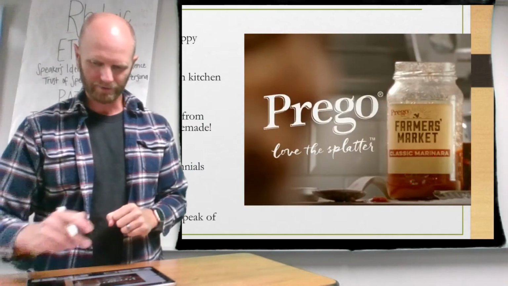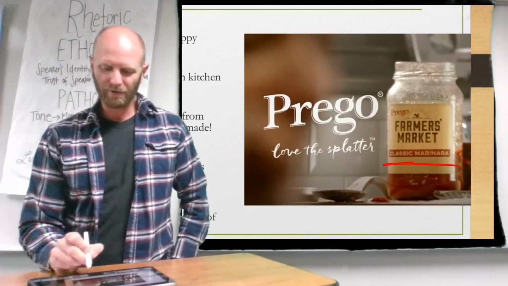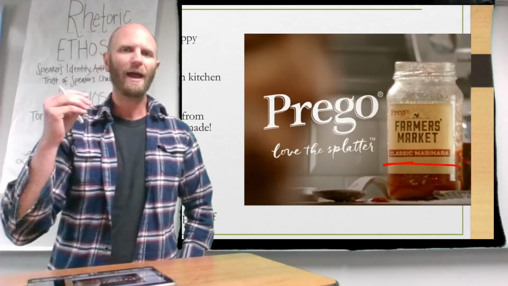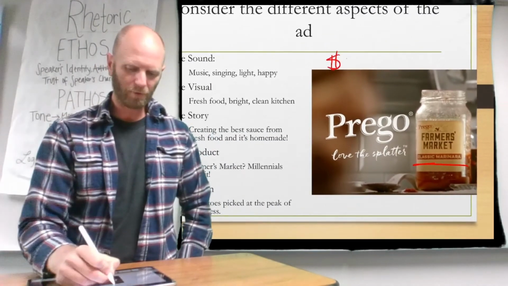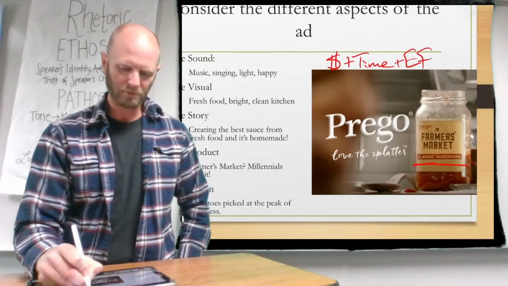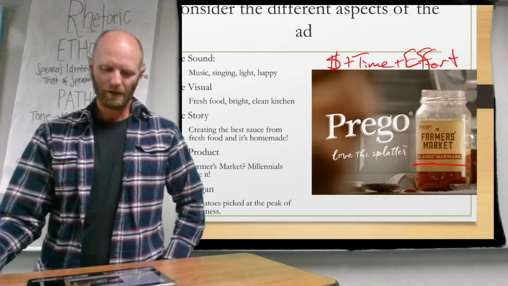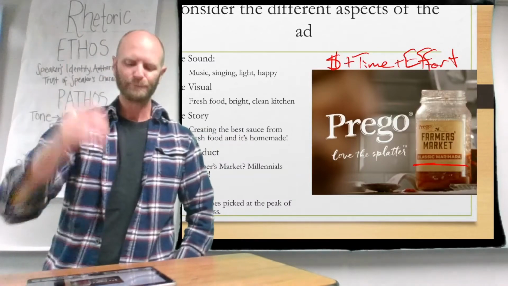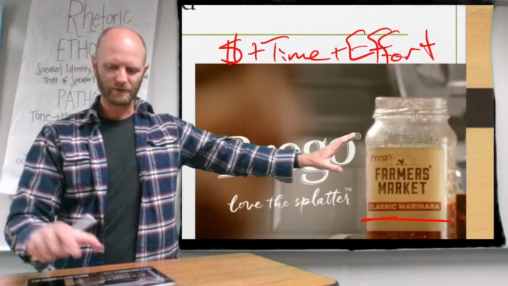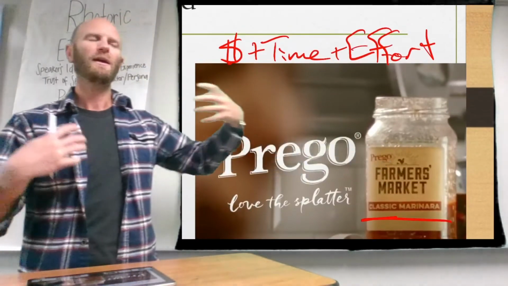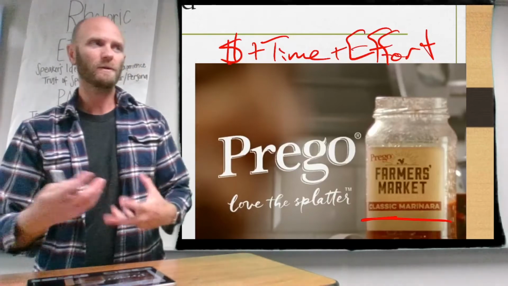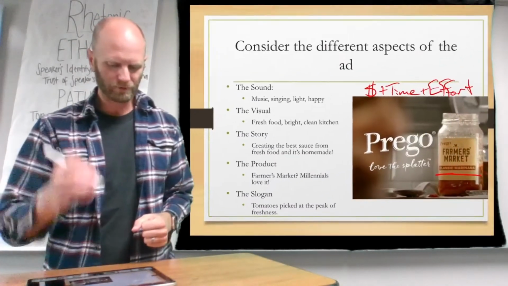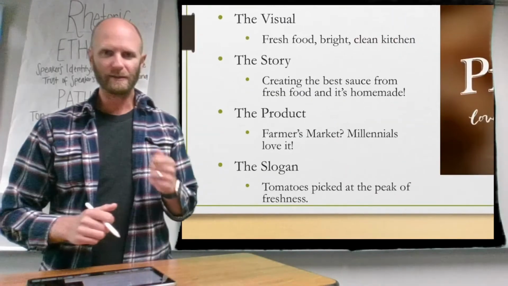Classic marinara, right? Very simple, a very simple, plain label. Again, all of that is intentional. There was somebody that sat in a room, maybe a group of people, time, effort, money, all of those. Time plus effort. This is why there's something there to analyze. I'm not just making it up. Because Prego spent the time, maybe they hired somebody, maybe they have their own in-house advertising company, whatever, to design this label. Okay? Notice the cute little chicken up on the top. Again, sort of establishing that maybe more rural, country, farmer's market mentality. And again, that wonderful slogan with some alliteration, tomatoes picked at the peak of freshness.